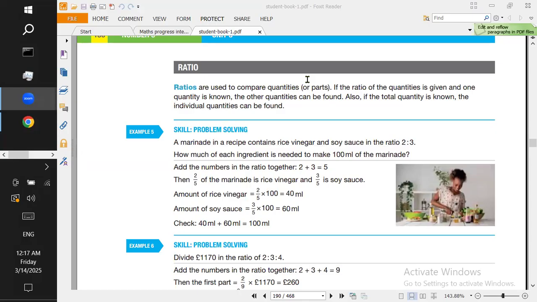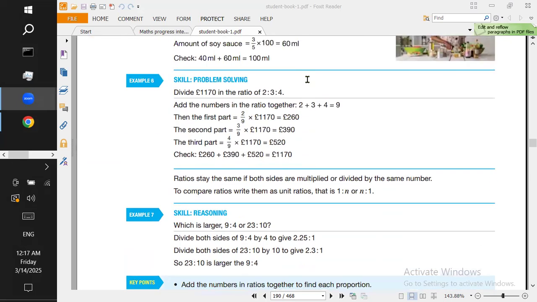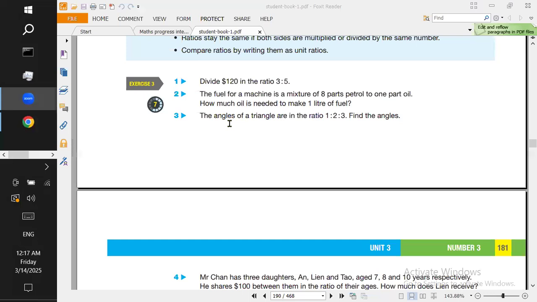In this video, we're going to talk about ratio and how to solve problems related to ratios. Basically, in ratios, we have similar problems, but they are solved in many different ways. For example, here we're going to divide numbers using ratios. Let's take a look at some of the questions.